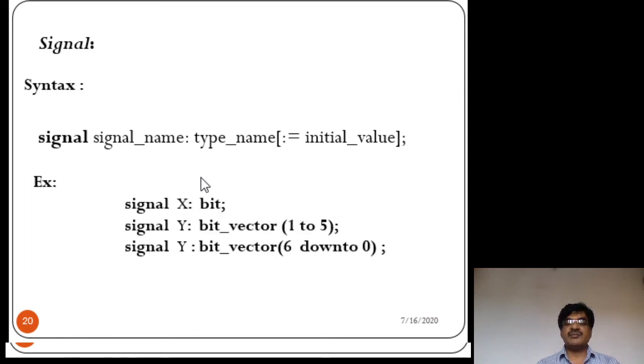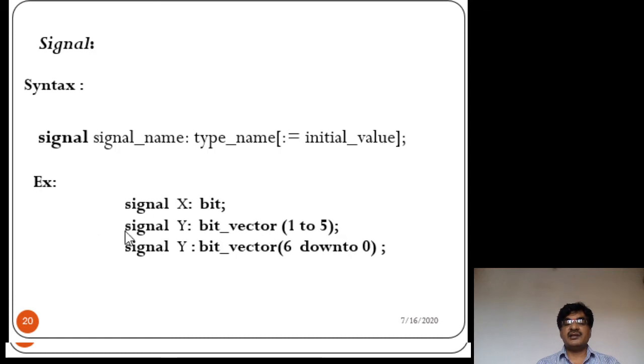Let us see some examples. The first example implies X is an object of class signal. It can access bit type of data, that too a single value only. Bit is a predefined data type. It has two values, 0 and 1. So X can accept either 0 or 1 at a time. Okay, 1 bit at a time.